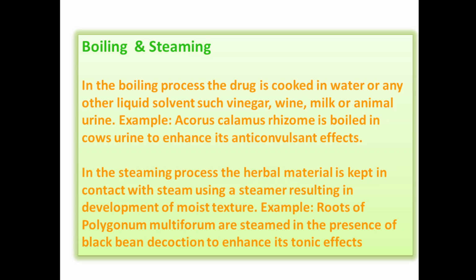In the steaming process, the herbal material is kept in contact with steam using a steamer, resulting in development of a moist texture. So sometimes the steaming process is also used for herbal raw material. These herbal raw materials are exposed to the steam, and when they are exposed to the steam, it will result in development of texture. The root of Polygonum multiflorum is steamed in the presence of black bean decoction to enhance its tonic effect. Tonic effect is increased due to that steaming process.